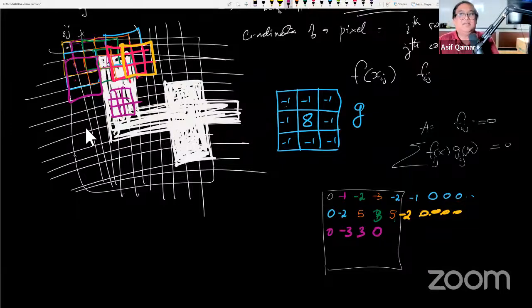And completely outside the white, outside the digit is also 0. But some drama happens only when you have it somewhere here, right?